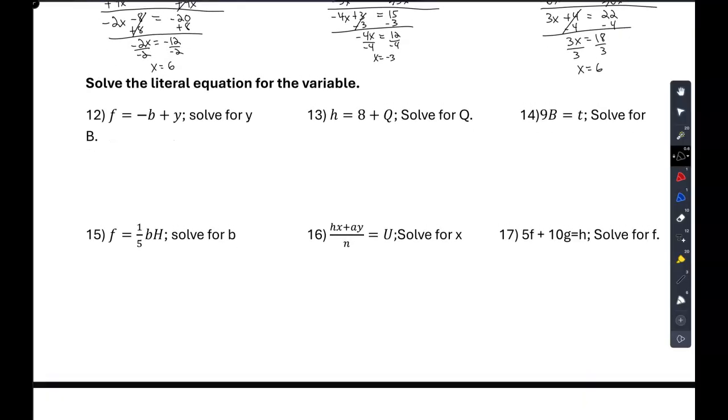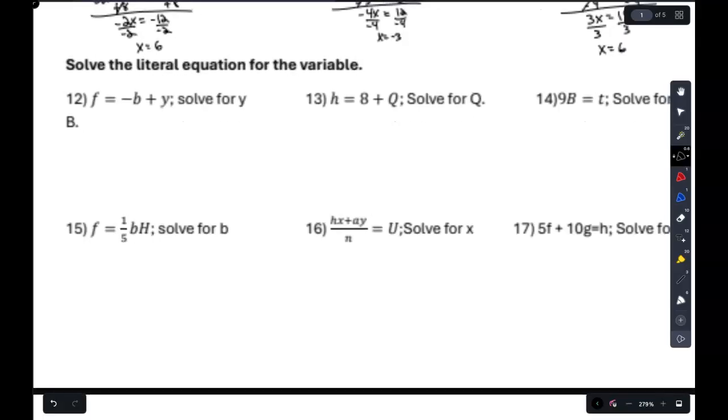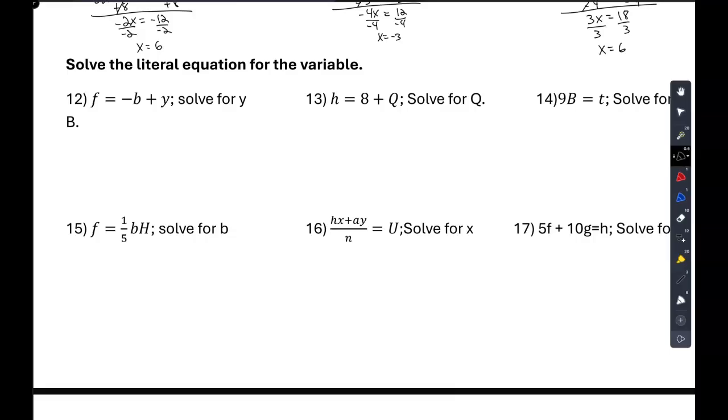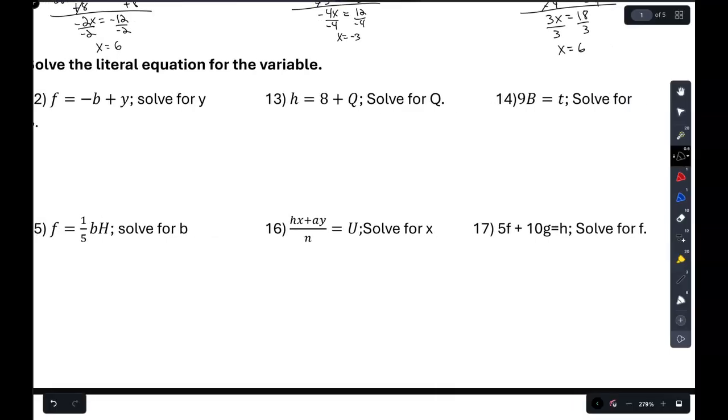What we want to do here is the same as doing a regular equation, except instead of having x equal a certain number, you're going to solve for whatever they tell you to solve for. But you're still going to use the inverse operations. You're going to do the opposite of whatever it is. Okay? All right? So let's take a look at it.